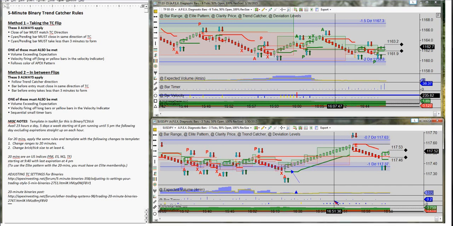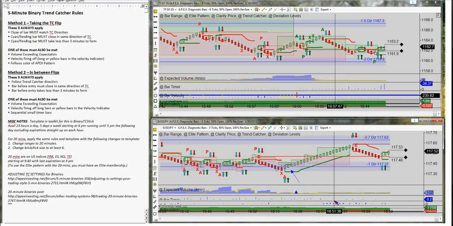Do I still enter only if the volume exceeds, if the bar timer takes less time? Usually, I'm still looking at volume. And for me, sometimes I will jump in anyway, but I've done a lot of scalping, so it's better if you're not a real experienced scalper to stick with always having exceeding volume.